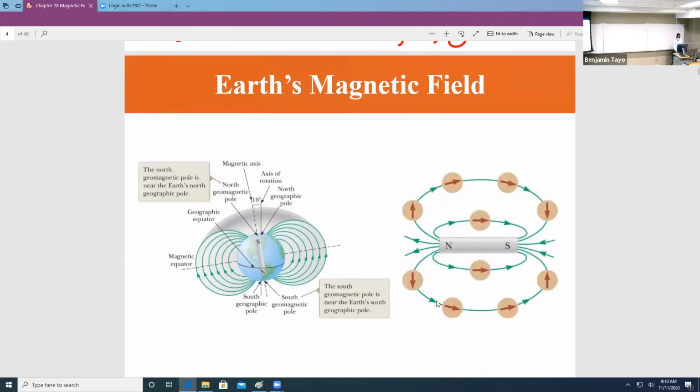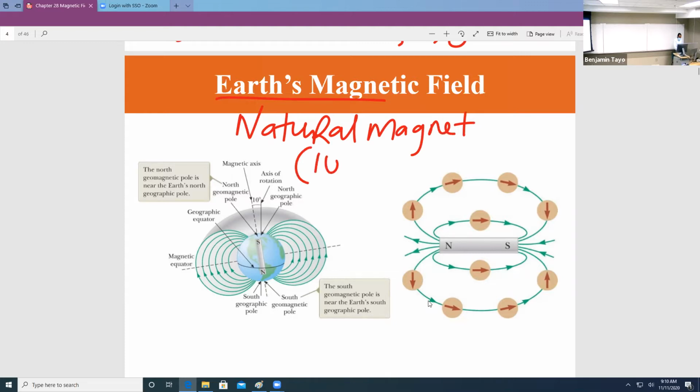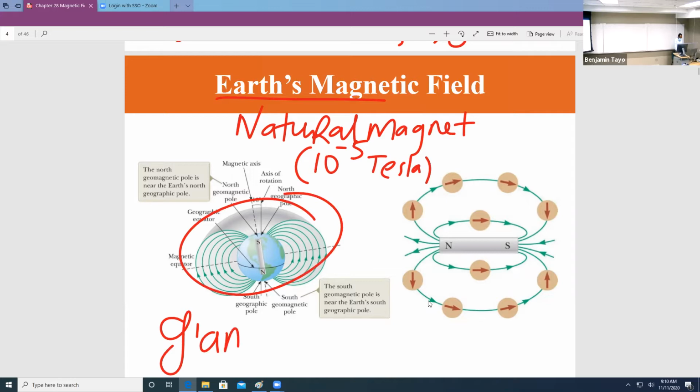Now, the Earth is acting as a natural magnet. The magnetic field of the Earth is pretty weak, it's about 10⁻⁵ Teslas. And again, you can think of the Earth as a giant magnet, just that the magnetic field is pretty weak.